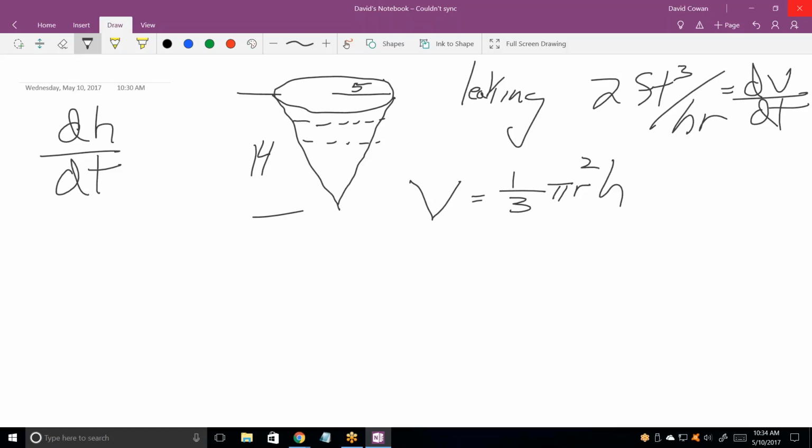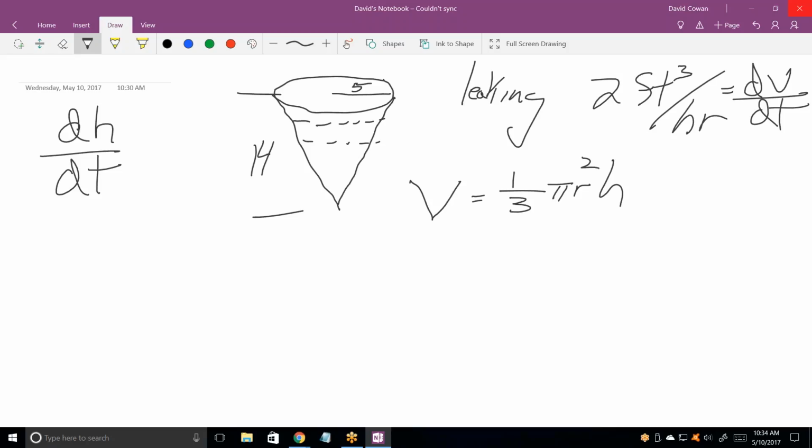That's like h prime technically. Well, let's just define it as a differential for now. It makes these related rates problems easier if you define it as dH dt as opposed to just y prime or something like that.